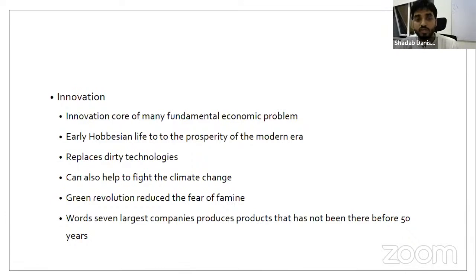If you look at the world's 7 largest companies, they produce products that had not been there before 50 years ago. Which means that the world's top 7 companies are producing innovation, products developed in the past 50 years, which means that we are more updated and we are doing cutting-edge technology.